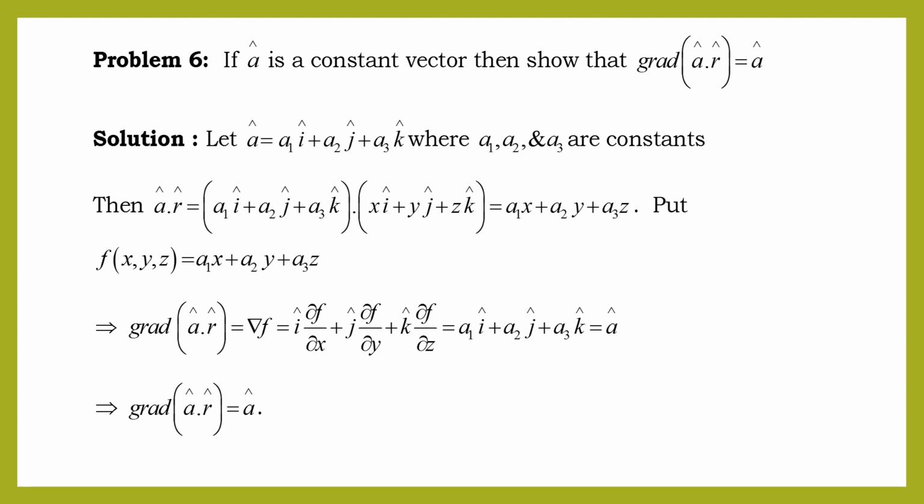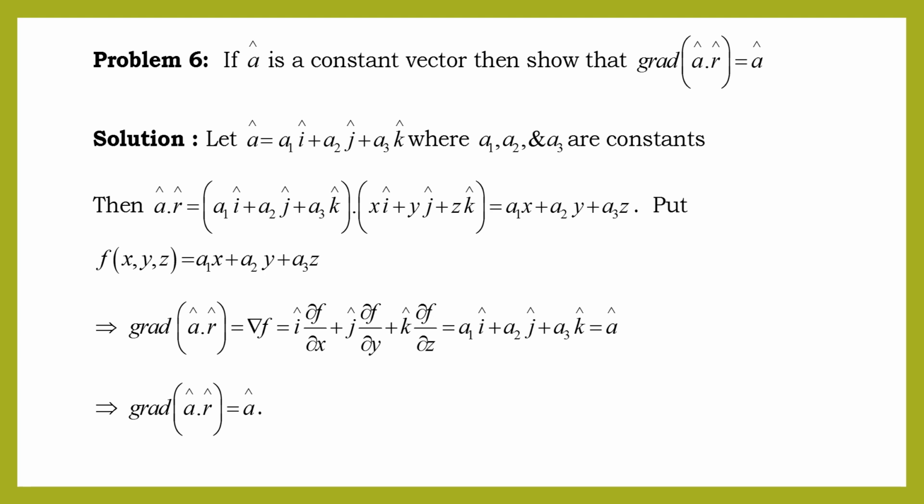Let us consider our position vector r cap equals i cap x plus j cap y plus k cap z. These two are vectors, a cap and r cap are vectors. Let us take their dot product. If a cap is dotted with r cap, what do we get? a cap dot r cap equals a1 i cap plus a2 j cap plus a3 k cap dotted with i cap x plus j cap y plus k cap z. So a cap dot r cap equals a1x plus a2y plus a3z.